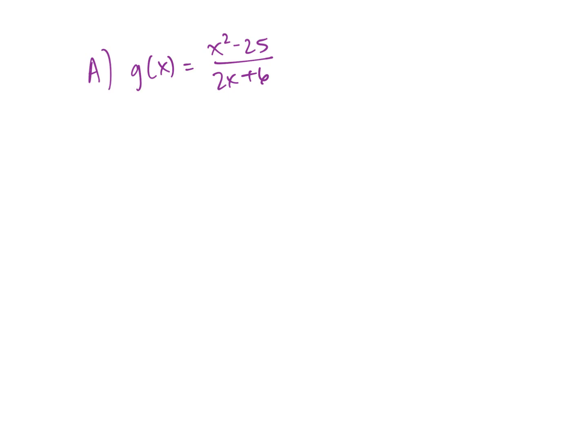Okay, so to find the domain of g of x, I don't have any square roots, but I do have dividing. Notice the numerator doesn't matter at all when it comes to domain. The only thing that matters is 2x plus 6 cannot equal 0. So if I solve that equation, subtract the 6, 2x equals negative 6. I skipped ahead. Silly mental math.